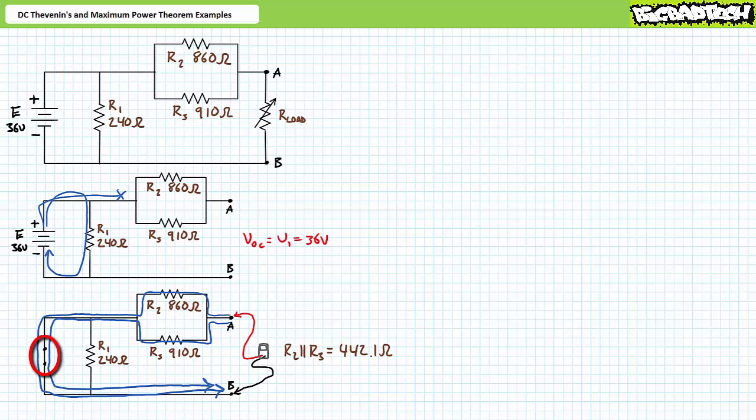In this case, the substitution of the short circuit for the source has effectively bypassed R1. As such, an ohm meter placed at the terminals of interest would only see R2 and R3 in parallel with one another. R2 in parallel with R3 is 442.1 ohms. This is our Thevenin's equivalent resistance, RTH.